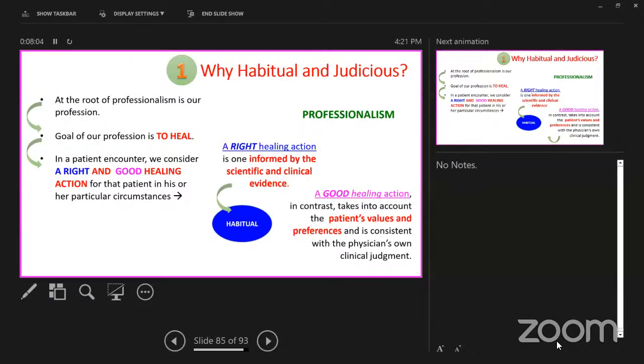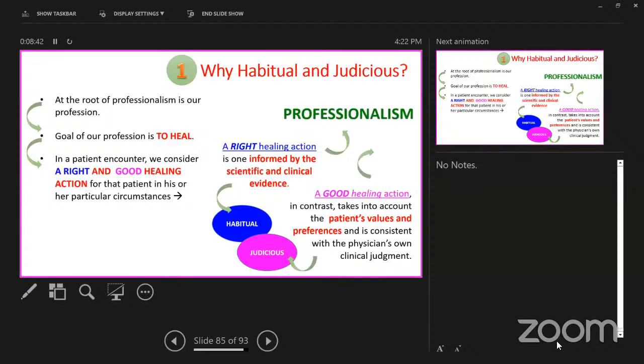In contrast, it takes into account patient values and preferences, which is consistent with the physician's own clinical judgment. Within our clinical judgment, you need to consider patient values and preferences for the good healing action. That is why professionalism comes with being judicious. This is the critical part during your internship. You need to take patient values and preferences into account and take good healing actions to be judicious. That is a little critical. This is what you can't learn at the medical school, right?